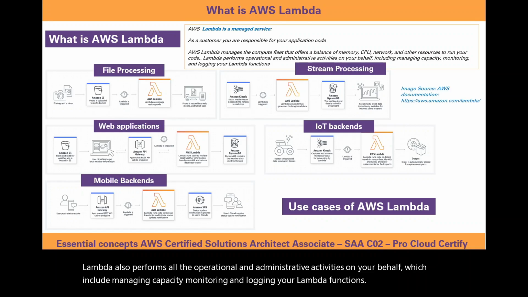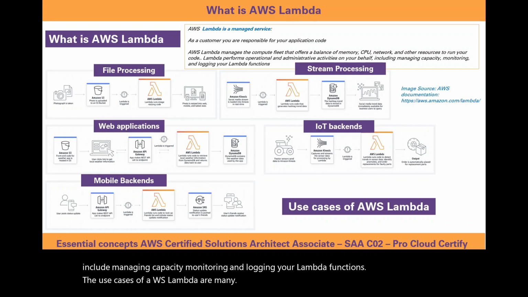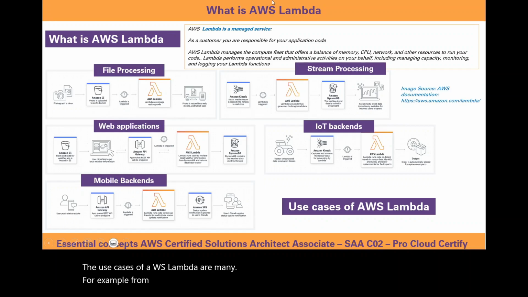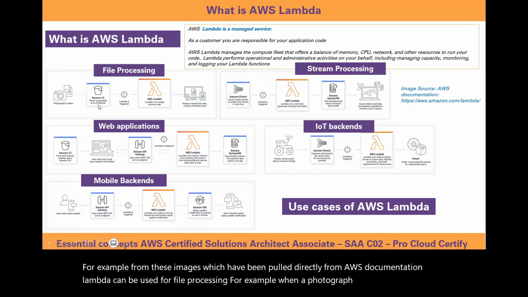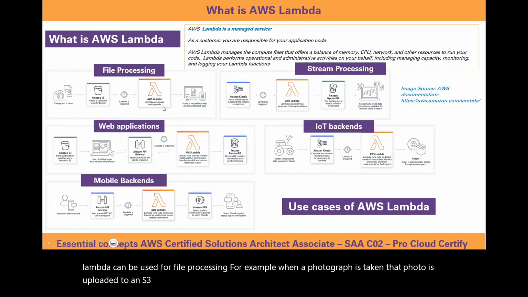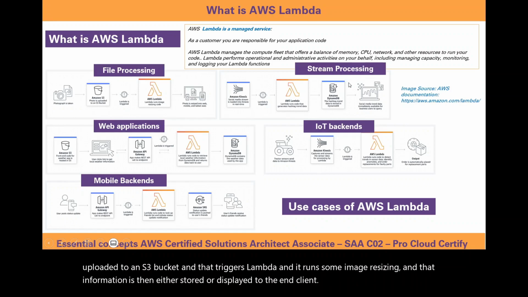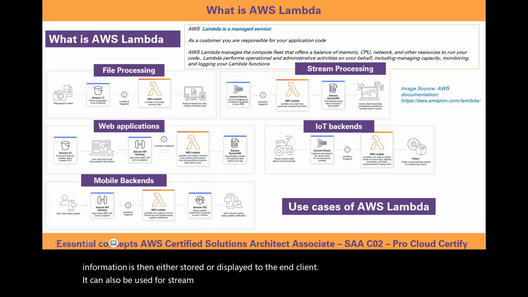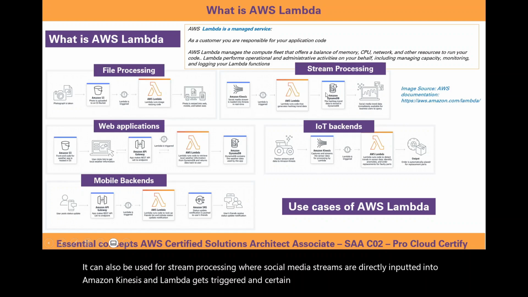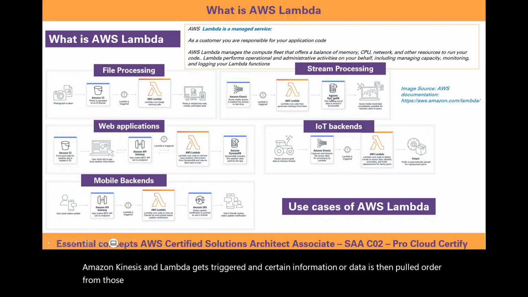The use cases of AWS Lambda are many. For example, from these images which have been pulled directly from AWS documentation, Lambda can be used for file processing. For example, when a photograph is taken, that photo is uploaded to an S3 bucket and that triggers Lambda and it runs some image resizing, and that information is then either stored or displayed to the end client. It can also be used for stream processing, where social media streams are directly inputted into Amazon Kinesis and Lambda gets triggered, and certain information or data is then pulled out from those streams and uploaded onto a DynamoDB database.